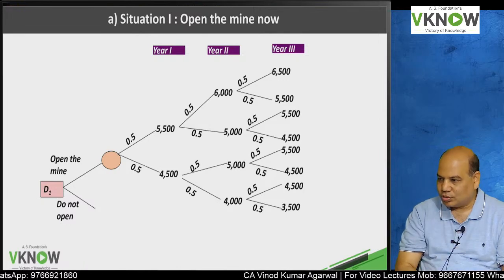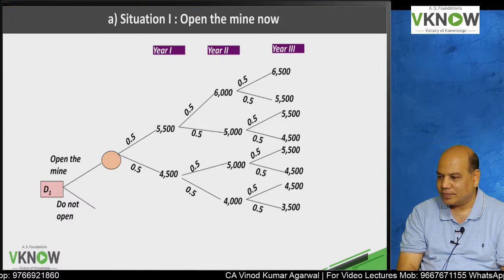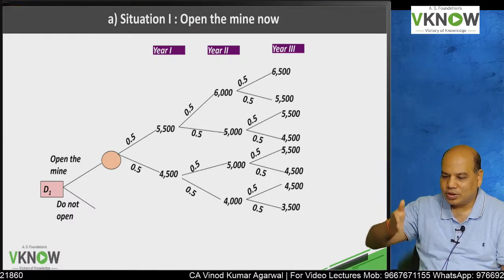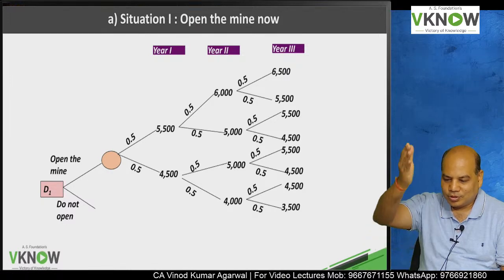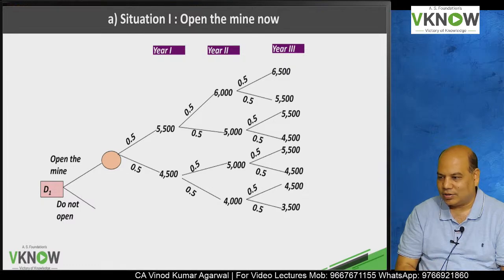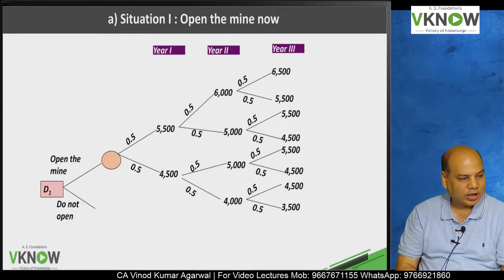So have you drawn the diagram? Please tell me. Draw nicely. All year 3 should come in 1 line. All year 2 should come in 1 line. All year 1 should come in 1 line. So you have drawn the diagram. Very good.